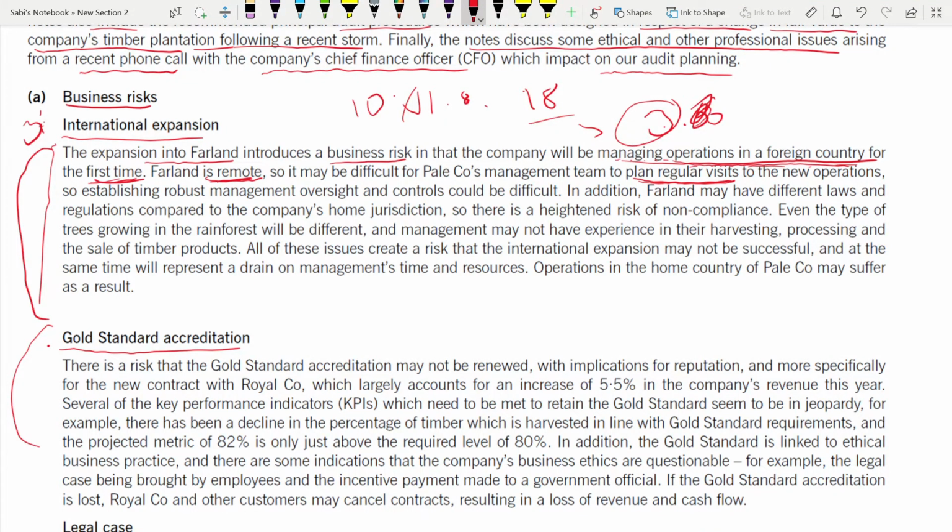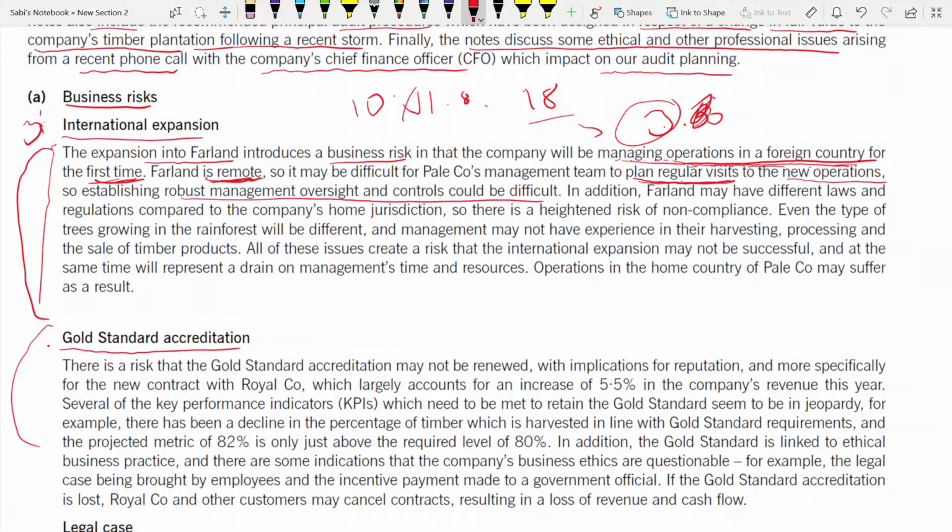So think how you are going to link this point, how are you going to use that as an answer. So this may be difficult for payroll company's management team to plan regular visits to the new operations. You have to make regular visits. Okay. So establishing robust management oversight and controls could be difficult. You cannot control them. You cannot have an oversight. You cannot monitor them. It will become difficult. Okay. In addition, Farland may have different laws. So they are giving all the possible answers. Okay.